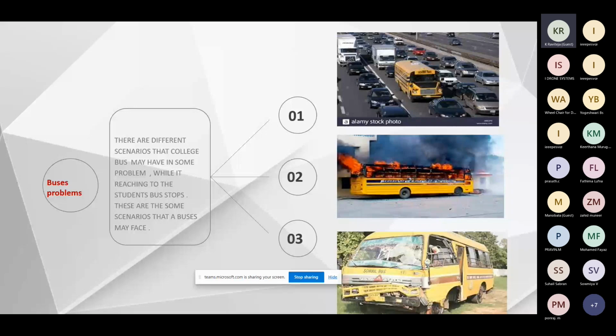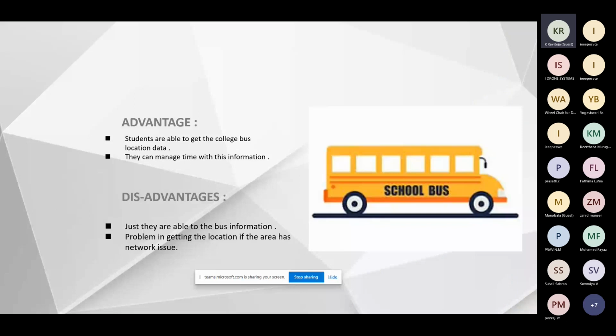Now coming to the advantages, as we are students, we have considered our daily life issues in transport, and this is also useful for the public. The students can get the location data of the college buses, and time management can be done according to the information given by the tracking system.